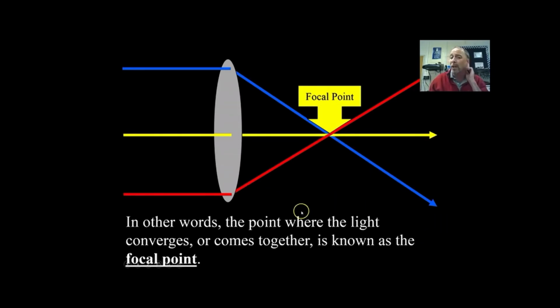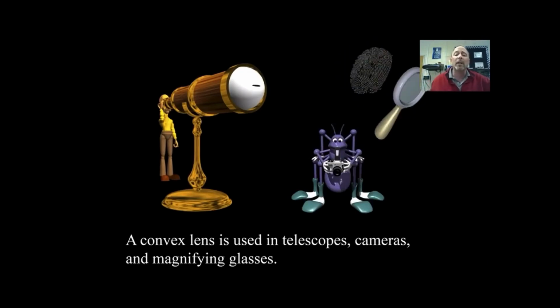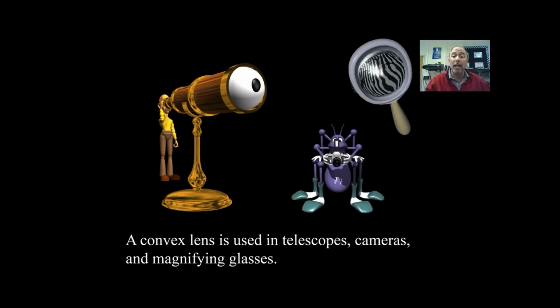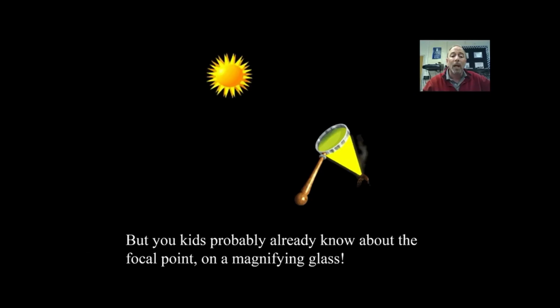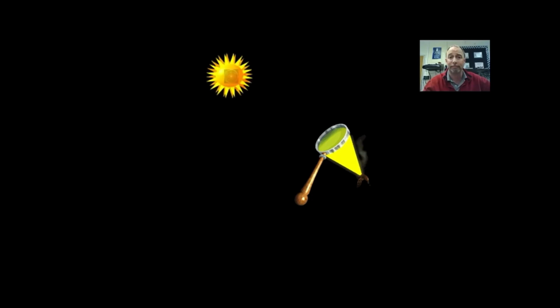A convex lens is used in telescopes and in cameras and in magnifying glasses. But you kids probably already know about the focal point on a magnifying glass because cool things can happen. This is an example of focusing the sun's light into one tiny spot, creating one intensely hot and bright point.